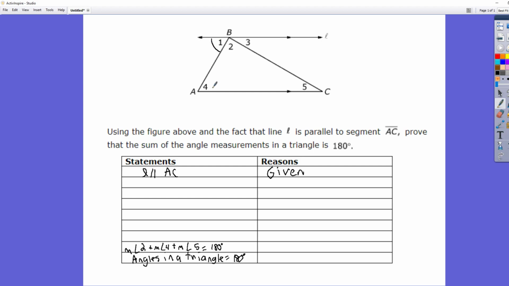Well, with all those properties of parallel lines, I know that angle 1 and angle 4 are congruent. They are congruent because they're both on the interior of the parallel lines and they're on alternating sides of the transversal. So they're alternate interior angles. So I know that the measure of angle 1 equals the measure of angle 4, and that's alternate interior.